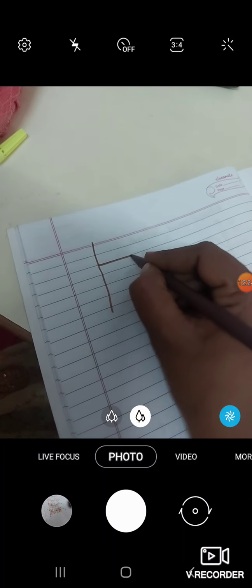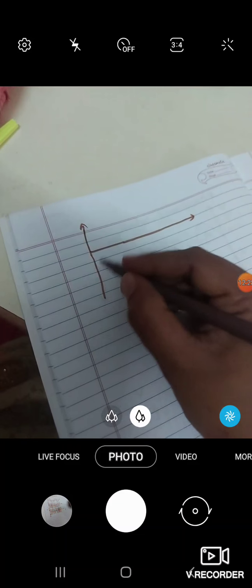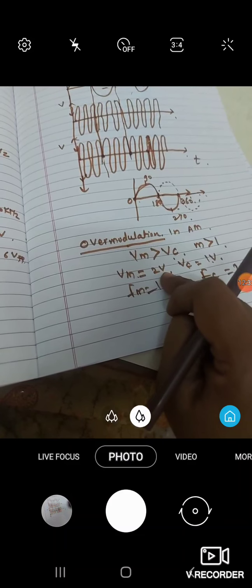What signal do I have to draw first? I have to draw the modulating signal. So what is the voltage of the modulating signal given? Vm is given as 2 volt and Vc is given as 1 volt.